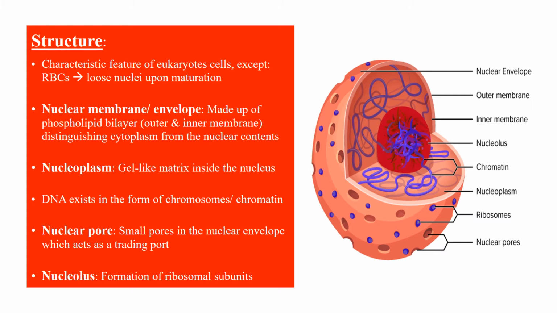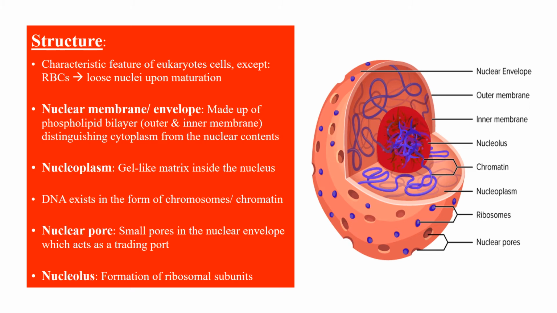This envelope is made up of a phospholipid bilayer, just like we had in the plasma membrane. It has an outer membrane and an inner membrane, and this nuclear membrane helps distinguish the contents of the cytoplasm from the nucleus. Inside the nucleus is found a gel-like matrix, which is known as the nucleoplasm, which contains the DNA either in the form of chromosomes or chromatin.